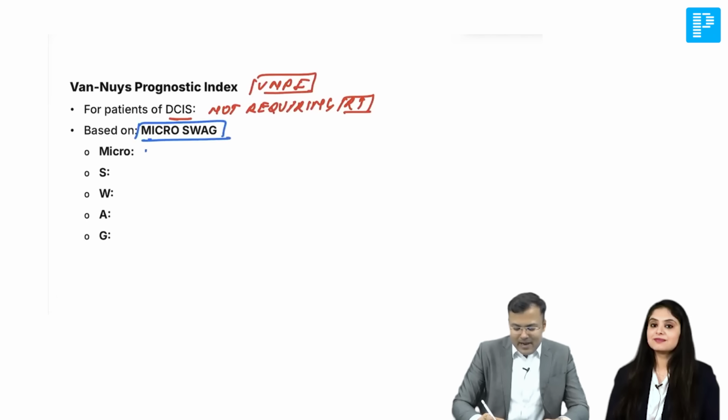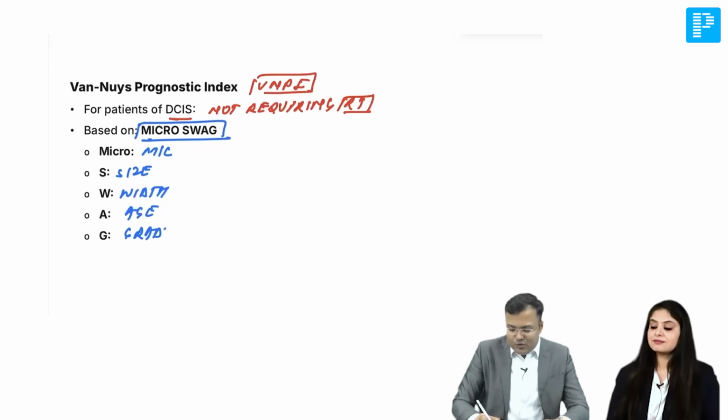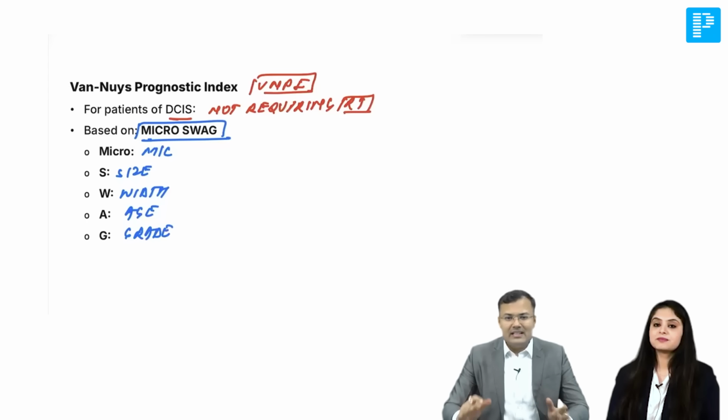Micro means micro calcification. S is the size of the tumor. W is the width of margin. A is age, and G is grade. So guys, this is MicroSWAG: micro calcification, size, width of margin, age, and grade. So this is the Van Nuys Prognostic Index.